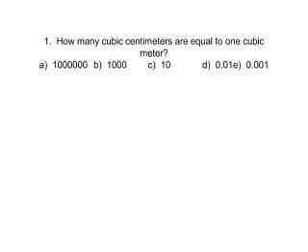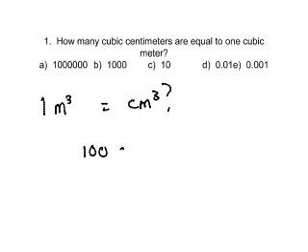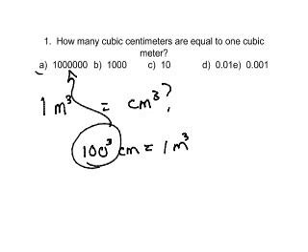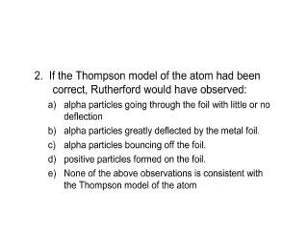How many cubic centimeters are equal to 1 cubic meter? So a cubic meter is a meter cubed. So 1 cubic meter equals how many cubic centimeters, right? Well, of course, you know there's 100 centimeters is equal to 1 meter. So if you're going to cube it, you need to cube both of these. And 100 cubed is A. Okay, not too bad.